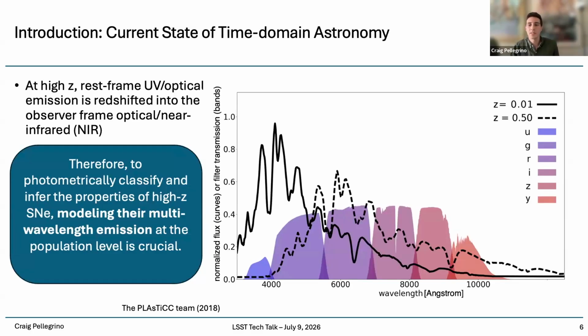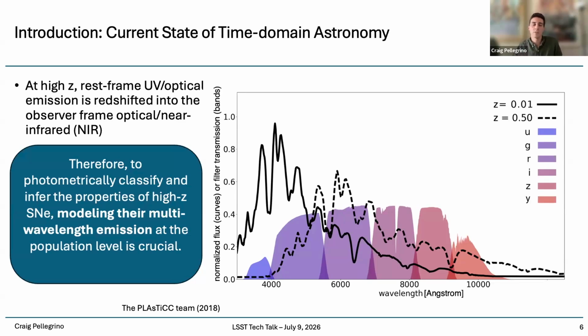A big reason for this is because at high redshift, the rest frame ultraviolet and optical emission of the supernovae gets redshifted into the observer frame optical or near infrared. Shown here is a great visualization of this effect. The solid line on this plot is a spectrum of a type Ia supernova at a redshift of 0.01, so very nearby. And that dashed line is the same spectrum redshifted to z equals 0.5. This is overlaid on top of the different LSST filter transmission curves. And so you can see that at low redshifts, the peak of this SED is somewhere in the U or the G band, but at higher redshifts, that peak gets redshifted out into the R band.